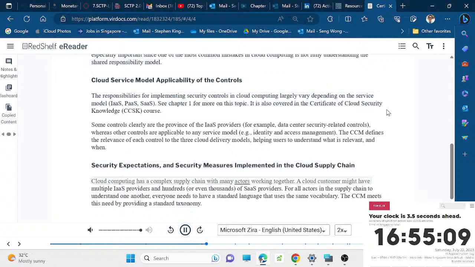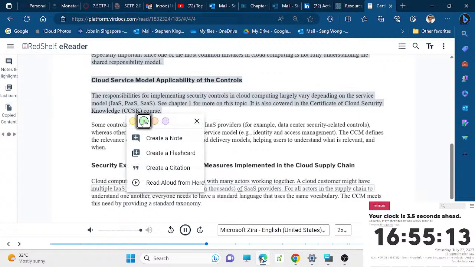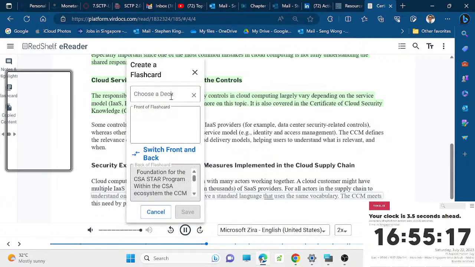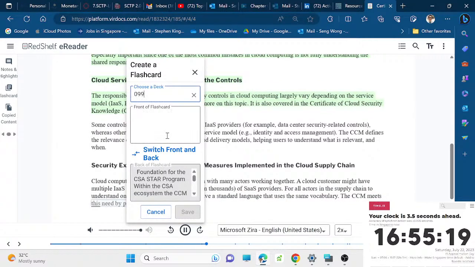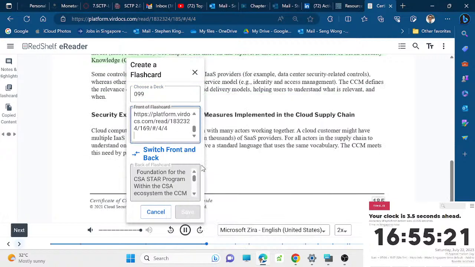Cloud computing has a complex supply chain with many actors working together. A cloud customer might have multiple IaaS providers and hundreds, or even thousands, of SaaS providers. For all actors in the supply chain to understand one another, everyone needs to have a standard language that uses the same vocabulary. The CCM meets this need by providing a standard taxonomy.